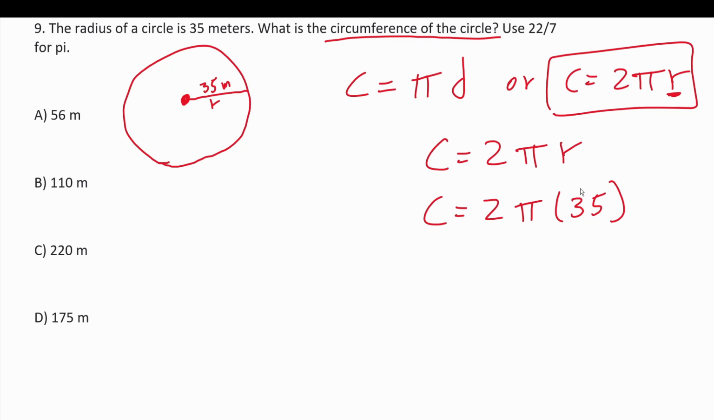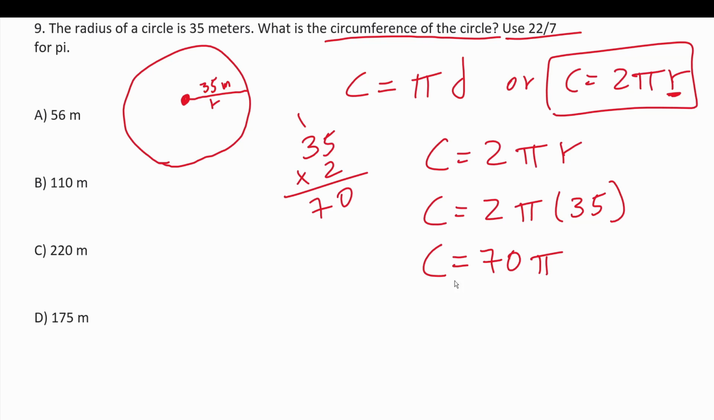I'm going to work this out very quickly. Off to the side, I'm going to do 2 times 35. 35 times 2 is what? 5 times 2 is 10, so 0, carry a 1. 3 times 2 is 6, plus 1 is 7. So this becomes circumference equals 70 pi. According to the problem, we're supposed to use 22 over 7 for pi, so now let's plug that in. This becomes 70 times 22 over 7.